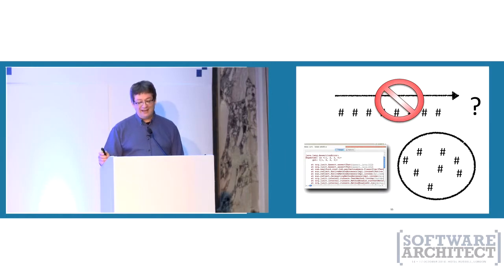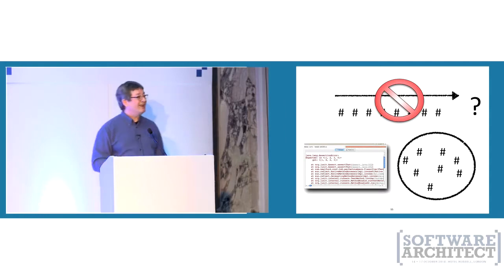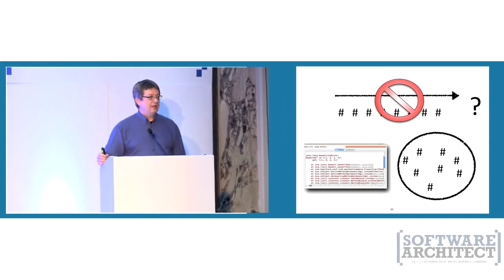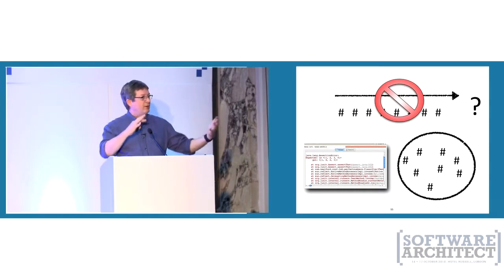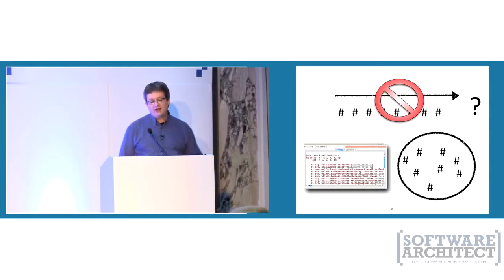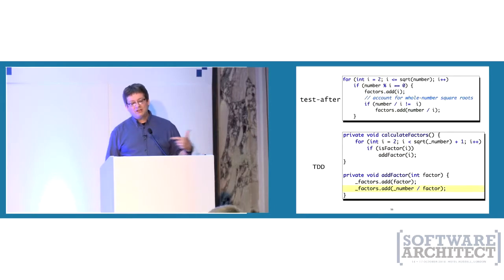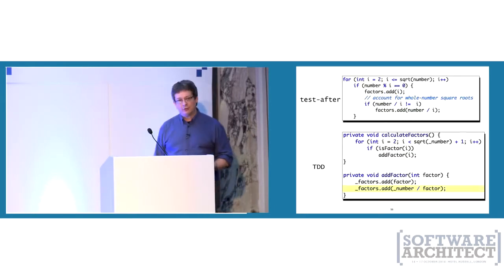Turns out it's not. It's a set of numbers. And I realized that because I got a test breakage that says I was expecting 1, 2, 3, and 6, but I got 1, 6, 2, and 3. And it made me realize, oh, order doesn't matter in the factors. It's just a set of numbers, and the ordering is just a side effect. But now let's go back to my test after version.